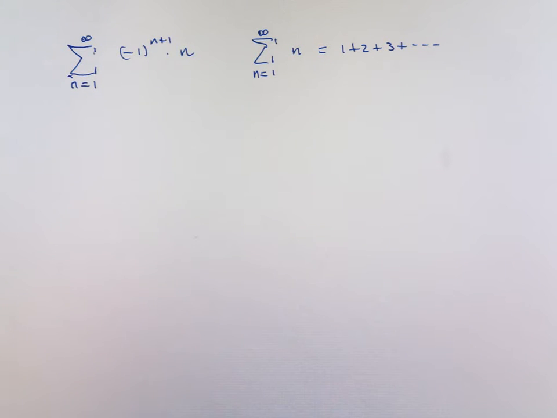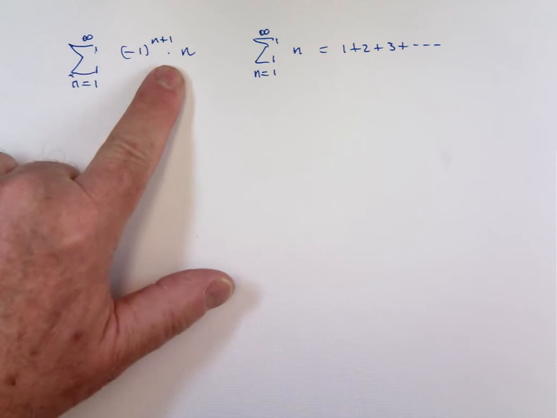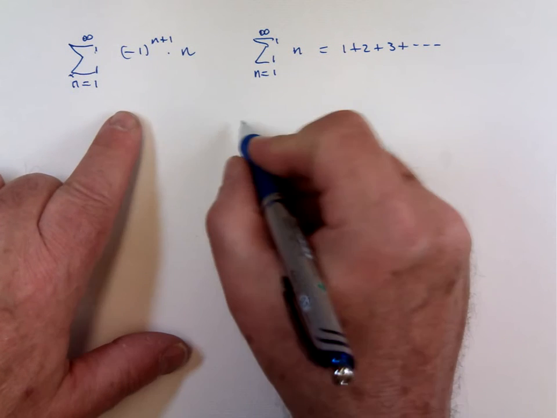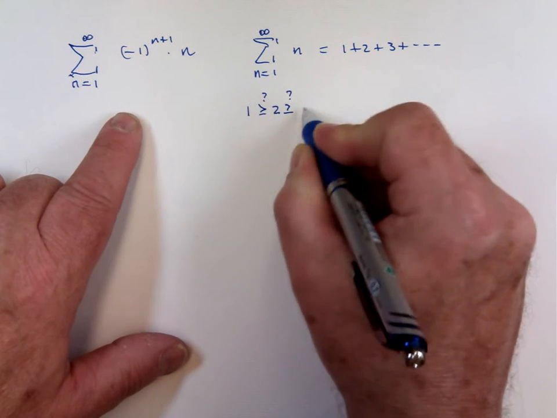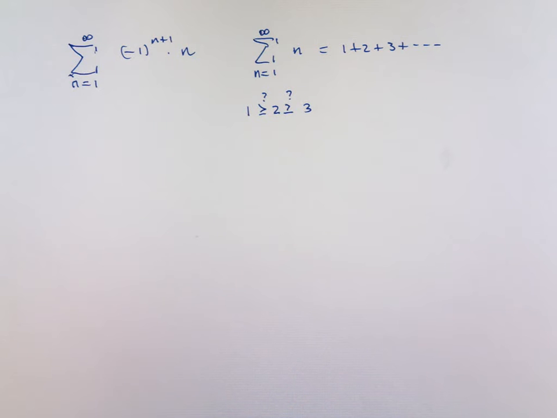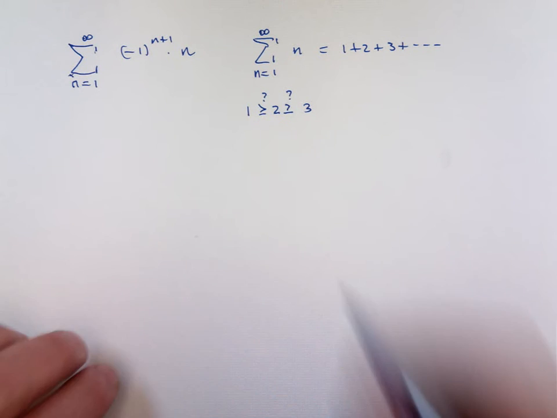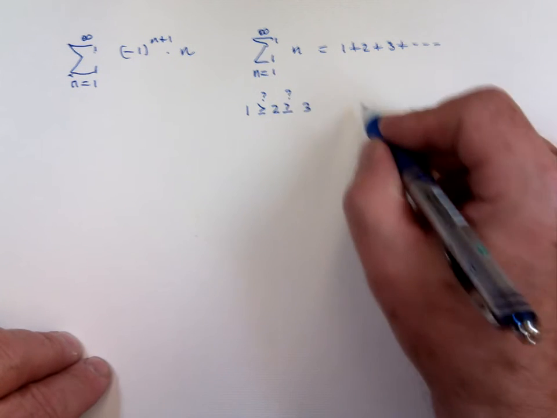How do you check for it? Well, let's look at the terms. We have 1. Is that greater than or equal to 2? Is that greater than or equal to 3? No, the terms are not decreasing. They're increasing, for Pete's sake. This is not true. Therefore, it diverges.